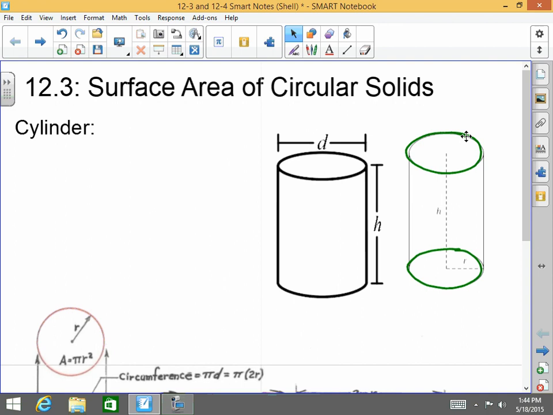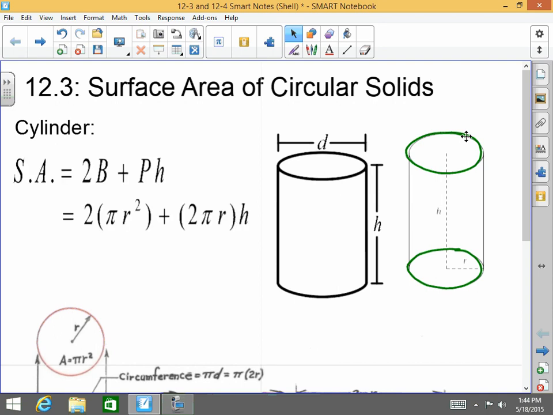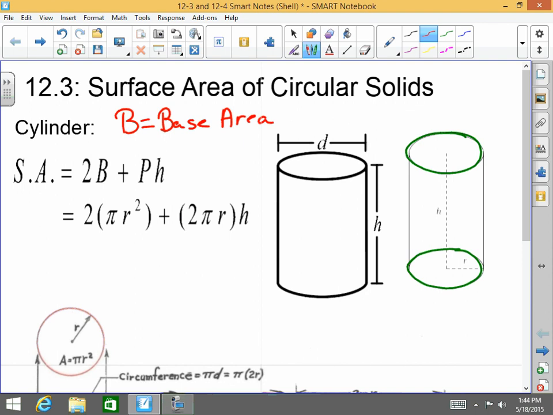So even though it's not a prism, you can still use the formula 2B plus Ph, where the big B is the base area. Just remember that the base area for a circle is pi r squared. That's why you have that there. And then the perimeter times the height. Remember that the perimeter for a circle is the circumference. That's why for P, you got 2 pi r, because that's your circumference, times, of course, height.